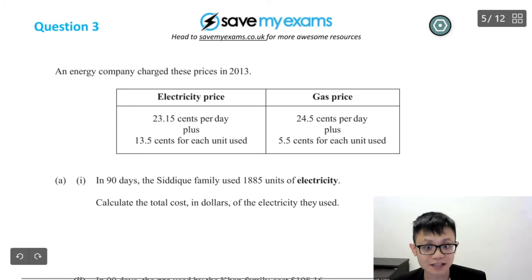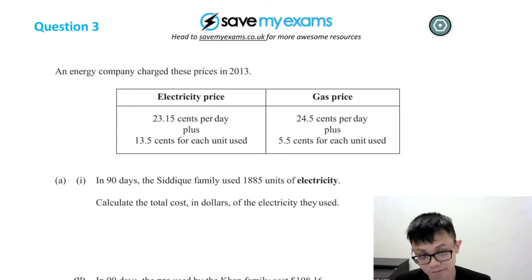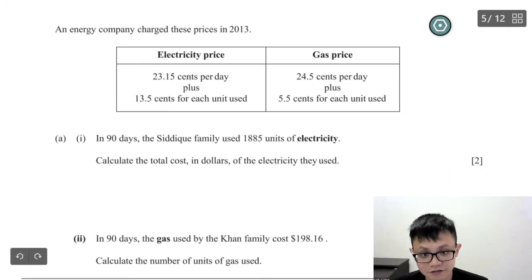An energy company charged this price in 2013. The electricity price is 23 cents per day plus 13.5 cents for each unit used. The gas price is 24.5 cents per day plus 5.5 cents for each unit used. Like your electric bill, it is calculated by unit. Let's read this question. In 90 days, the Siddiq family used 1885 units of electricity. Calculate the total cost in dollars of the electricity they used.